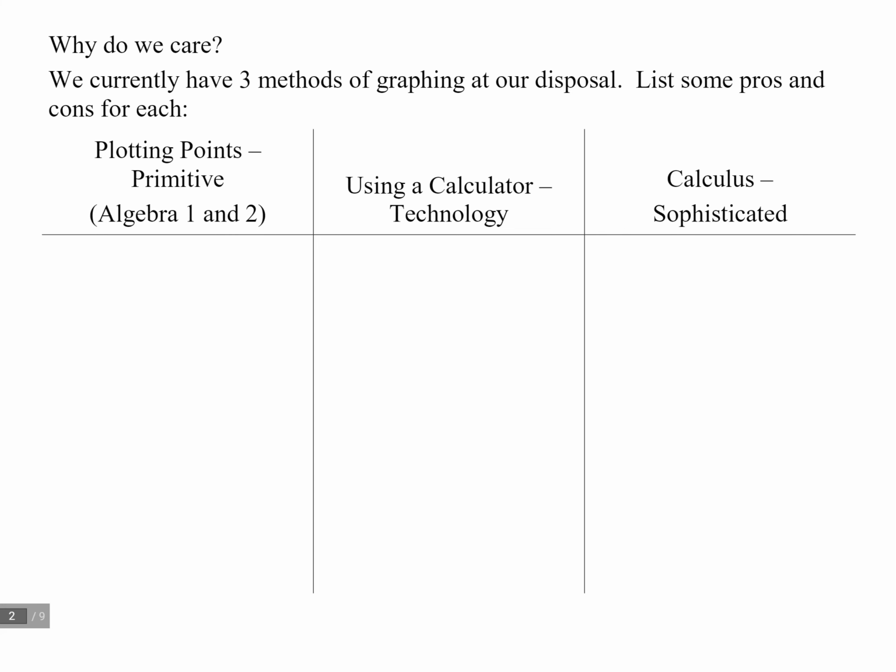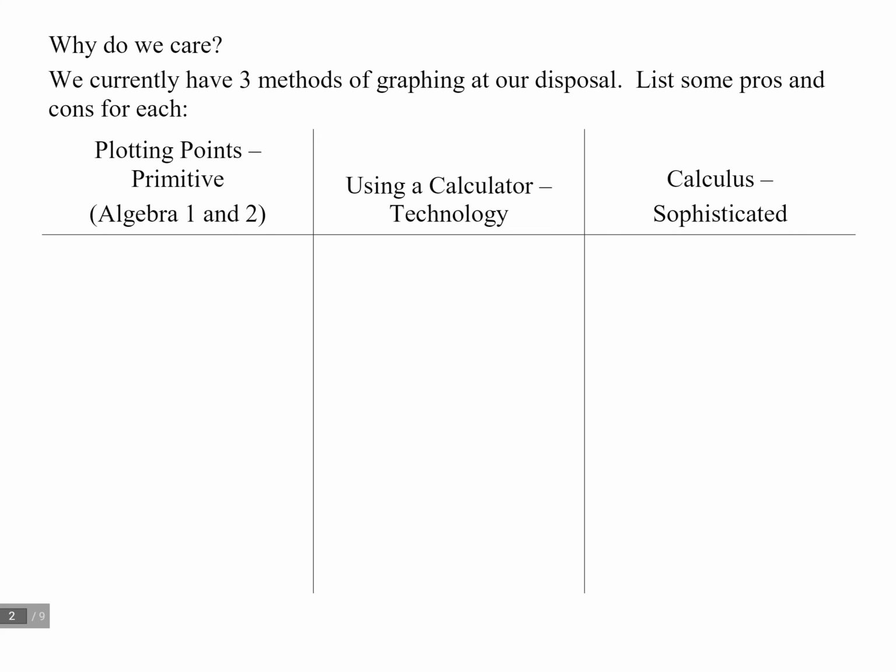First, plotting points, which is what we would do back in Algebra 1 all the time, and then in Algebra 2, anytime we encountered something that was new. Then we have using calculators, so technology, right? We can always enter a function into a calculator and graph it and see what it's looking like very quickly. And then calculus, the sophisticated methods that we've been developing for a while now. We just haven't really put them together, as we're about to do in this section.